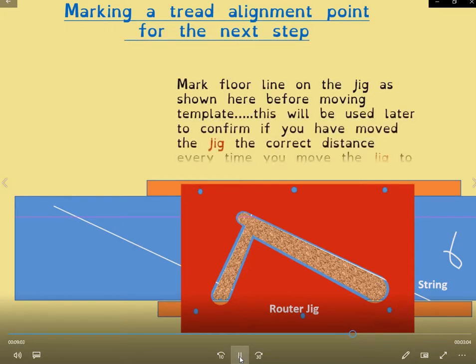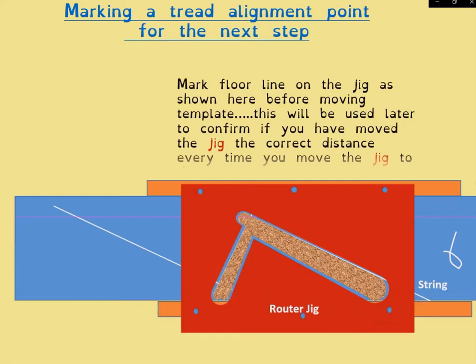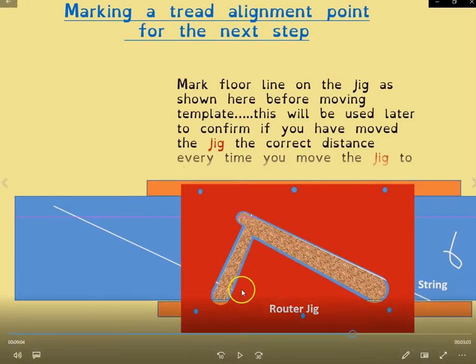Yeah, this is making the point here that before, when you router out your first step, this is your floor line down here, shall we say. Just put a little mark right there. So when you shift the template up later on, that mark should line up with the next level up, which is the next rise distance up, which is the next thread line up, which should be here, that line there. So that's the point that's being made here.